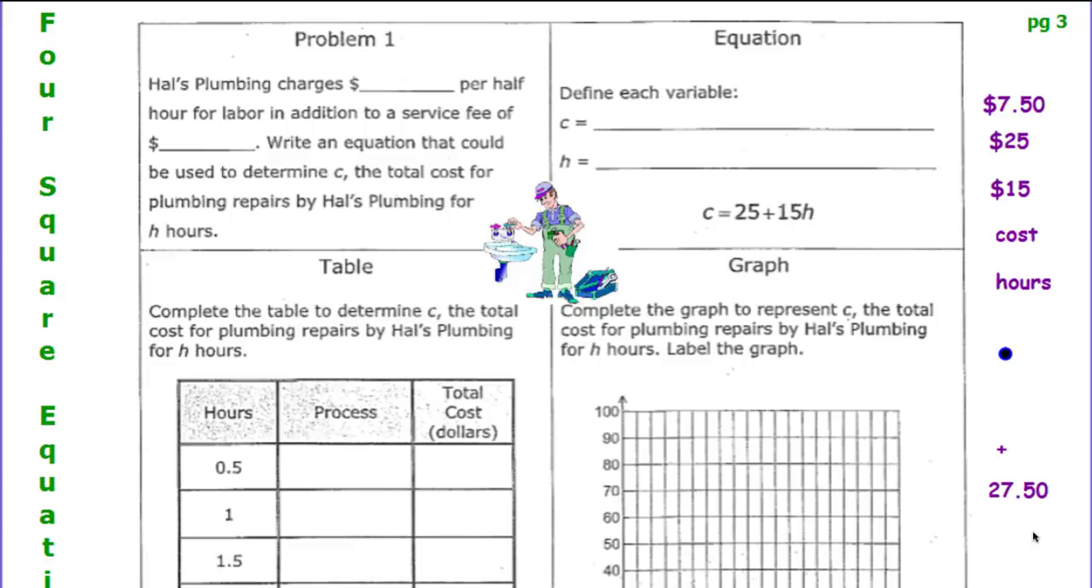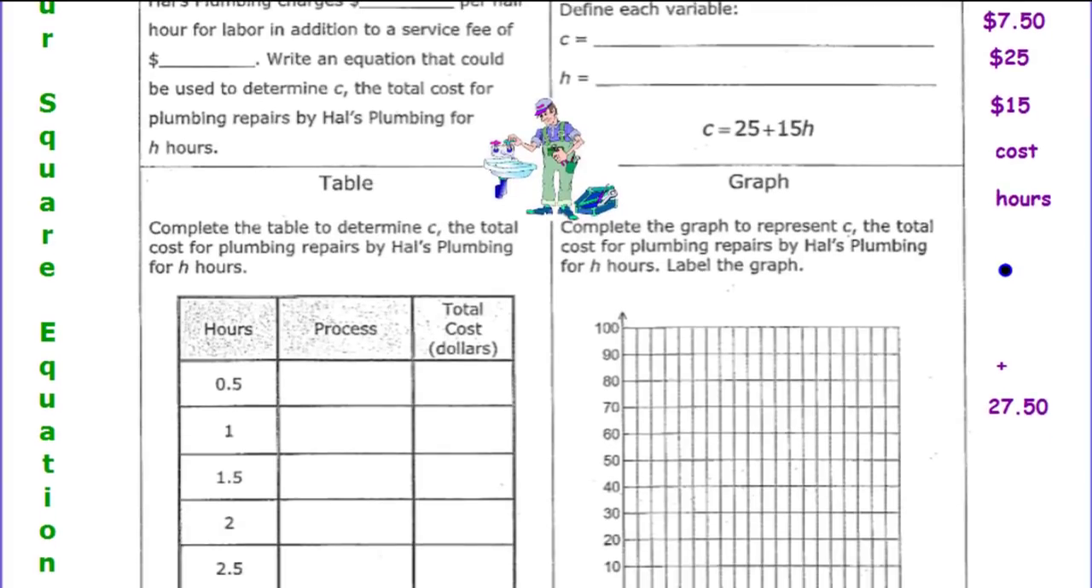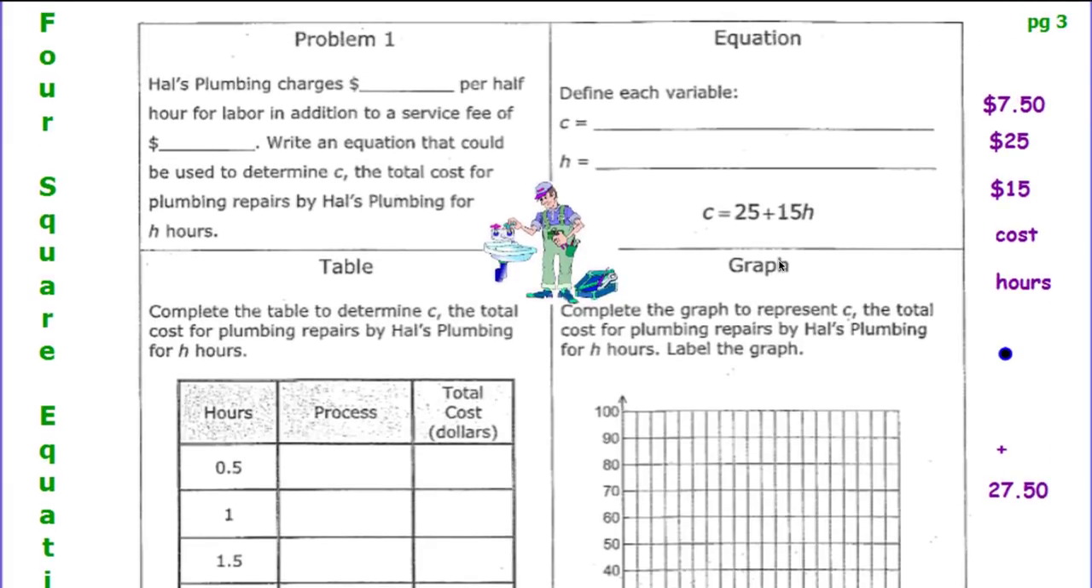This is house plumbing charges. Notice that the situation has blanks in it. So we're going to be trying to find our data somewhere. If we look at the table, that's not completed, so we can't use that. When we look at the graph, it's not completed, so there's no data that can help us fill in anything else. But we do have an equation. So in the last 2 problems, we used the data first from the table, then on page 2 we used the graph to help us.